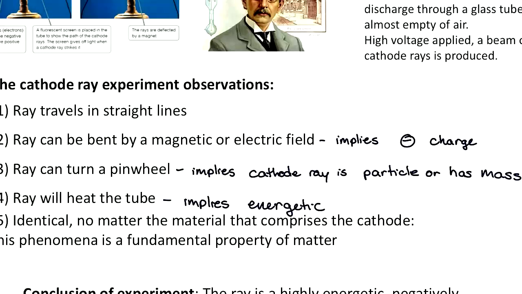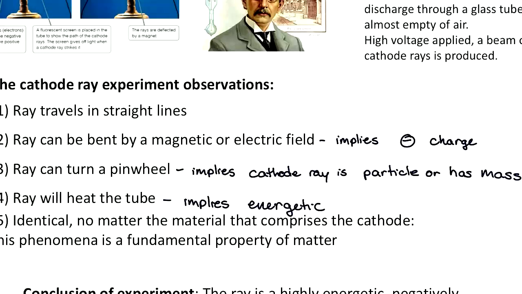All right, so what he saw is this mystery beam was emitted. What he saw was that these mystery beams traveled in a straight line. He saw that they could be bent by a magnetic field, and I'm going to show that in a minute. I have to turn off all the lights. The ray can turn a pinwheel. The ray heats up when I energize it, and the beam was always emitted no matter what metals he put inside this thing. So I'm going to demonstrate this.